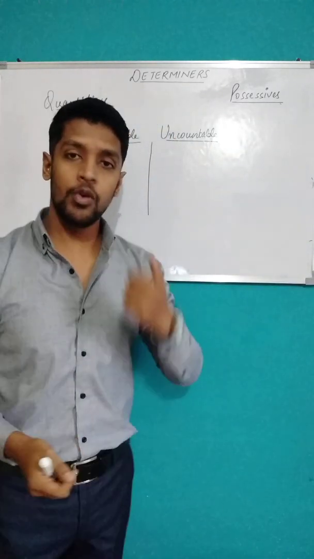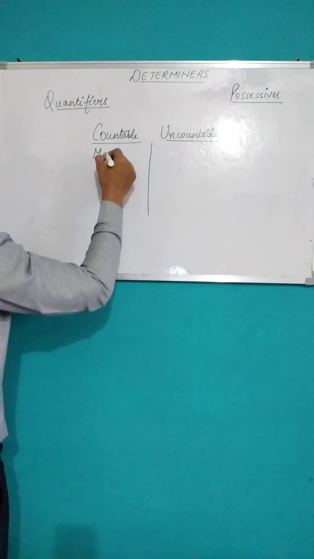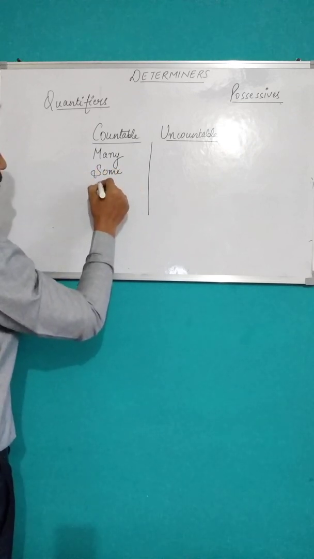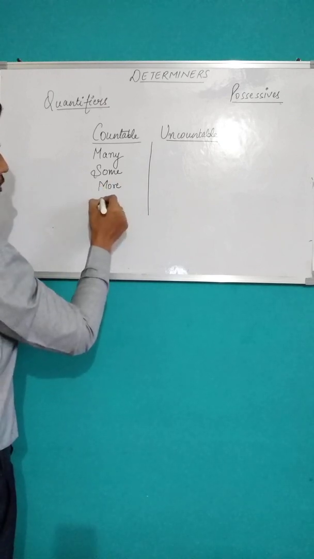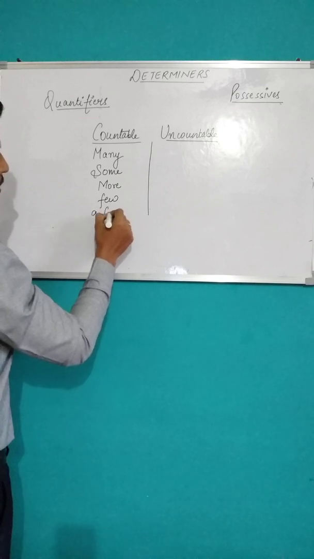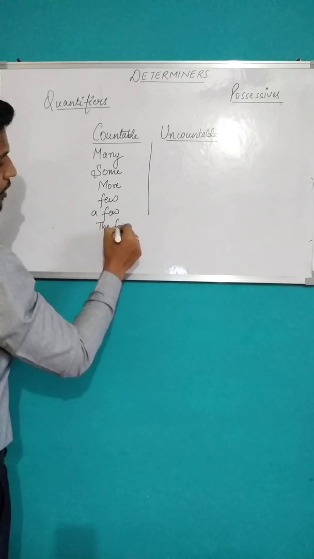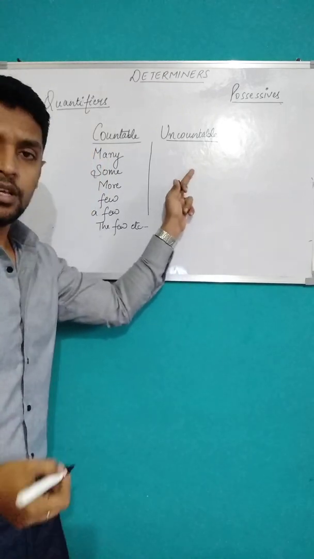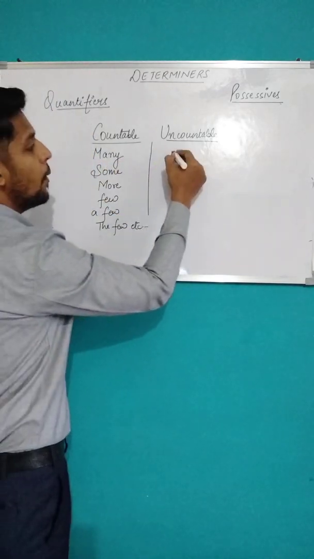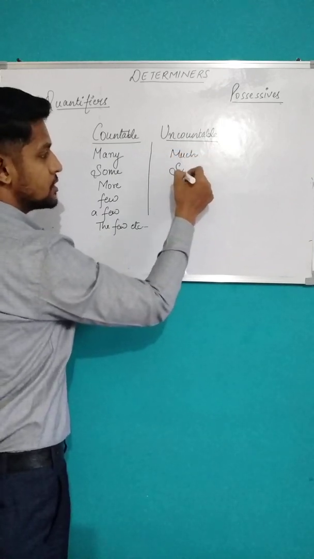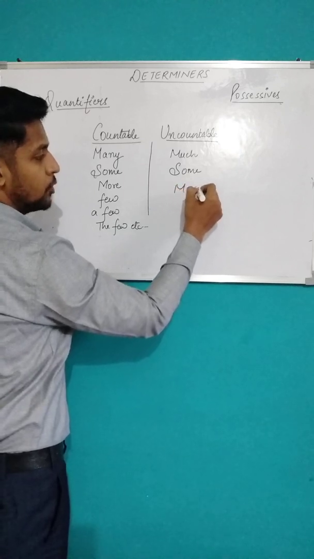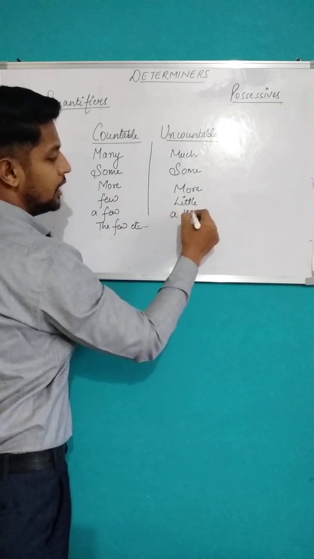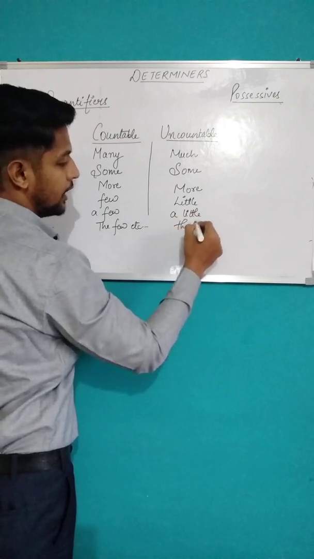Now in countable, the following words come: many, some, more, few, a few, the few, etc. In uncountable, these are turned into: many turns into much, some remains the same in both of them, more remains the same in both of them, few turns into little, a few turns into a little, the few turns into the little.